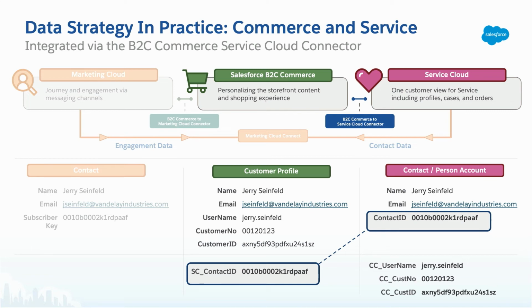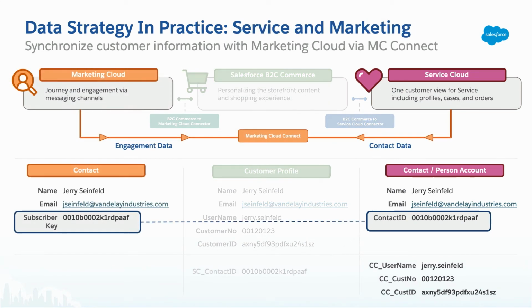So here, Jerry Seinfeld creates his account in Commerce Cloud. We have the ability to create a representation of Jerry in Service Cloud. That now becomes the master. That gets created through the B2C Commerce Service Cloud connector. We're going to replicate or synchronize that contact profile with Marketing Cloud using MC Connect.